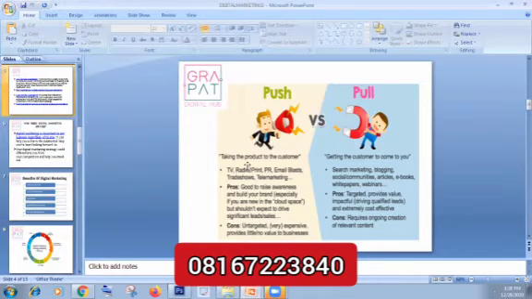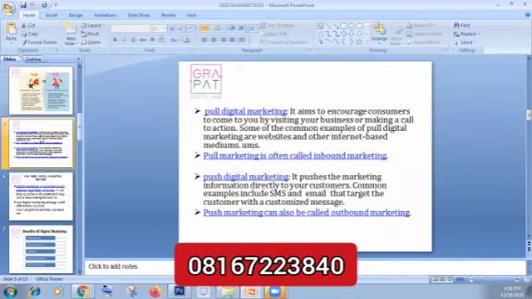Now, to further buttress the point, pull digital marketing aims to encourage consumers to come to you by visiting your business or making a call to action. Some common examples of pull digital marketing are websites and other internet-based mediums. Another name for pull digital marketing is inbound marketing, while another name for push digital marketing is outbound marketing. When you pull the customers to you, it is inbound. When you push your product to the customer, it is called outbound marketing.